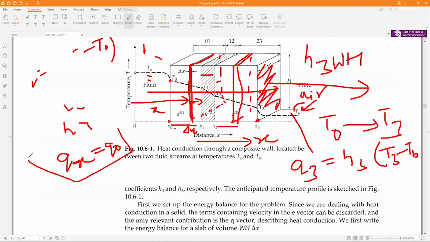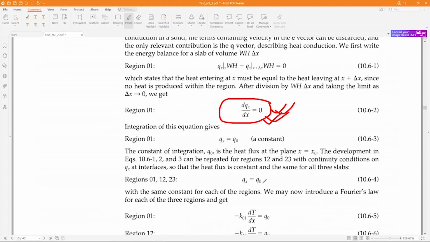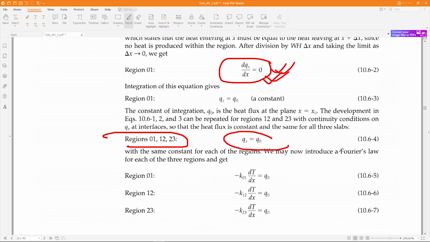So to this whole point, we have flux Qx constant. There is some value Q naught. So there is no change in the heat flux. The heat flux is constant. Heat will flow with constant heat flux. So that's what you got for region C. But if you put Fourier's law here and integrate again for different regions, you'll get different results.